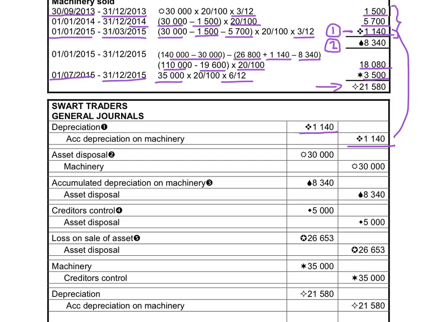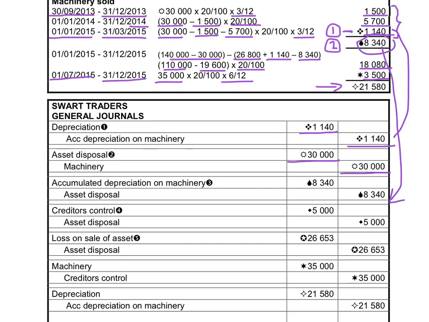Machinery has a debit balance, so if I want to take it out of the machinery account, I must credit the machinery account and complete my double entry on the debit side of asset disposal. The third step is to transfer the total accumulated depreciation to asset disposal.